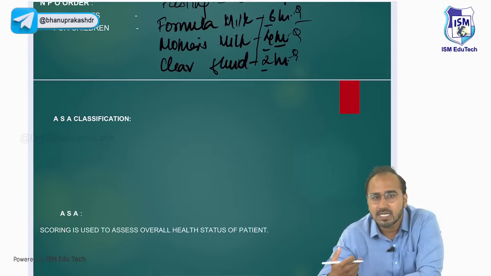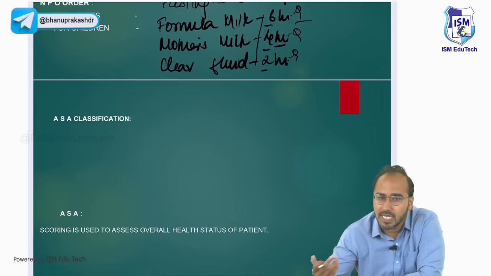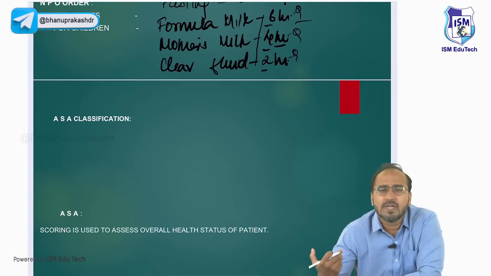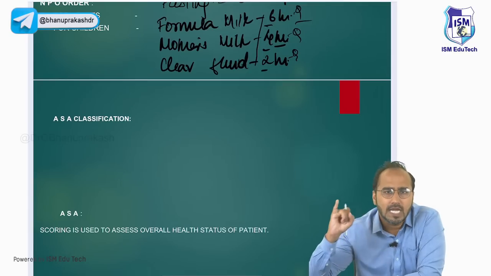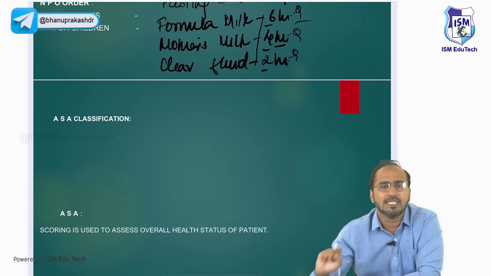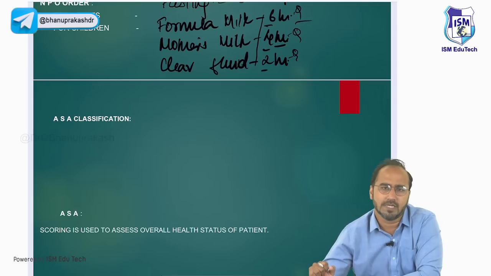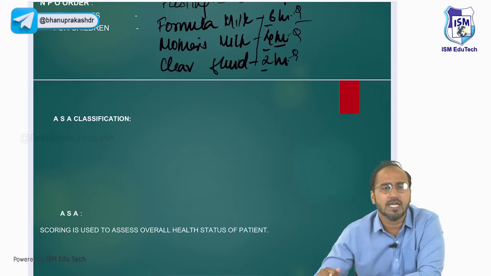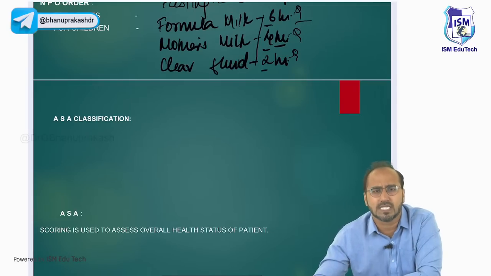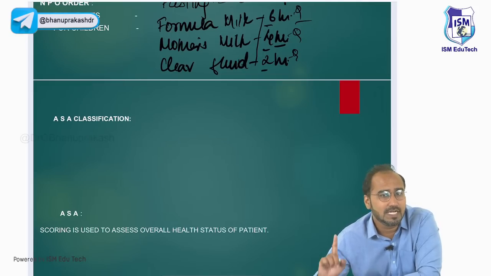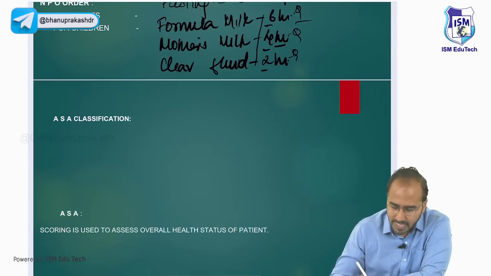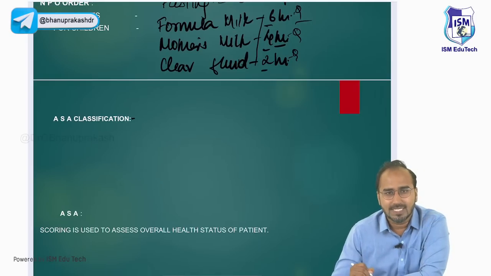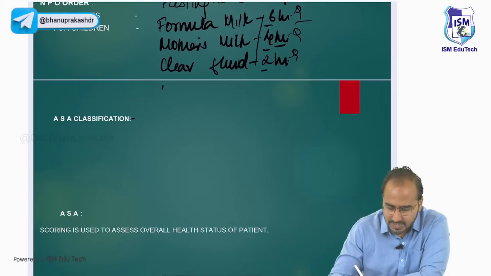Based upon the systemic illness. If the patient does not have any systemic illness, what does that mean? Diabetes, systemic illness. Hypertension, systemic illness. Heart disease, systemic illness. Yes or no? So remember, if the patient does not have any of these things, any person who is free from systemic illness comes under ASA 1. So remember guys, in the ASA classification, there are 6 classes.